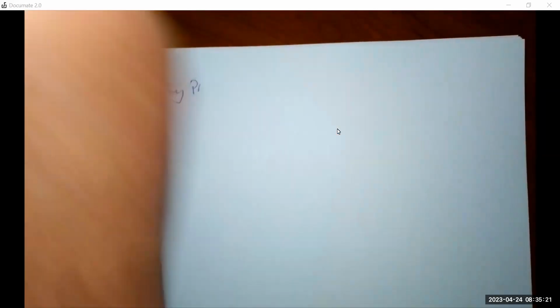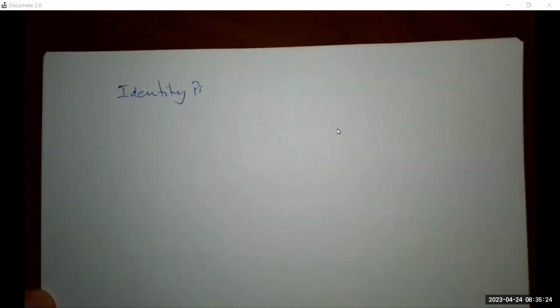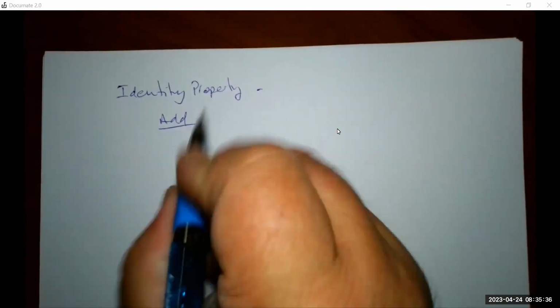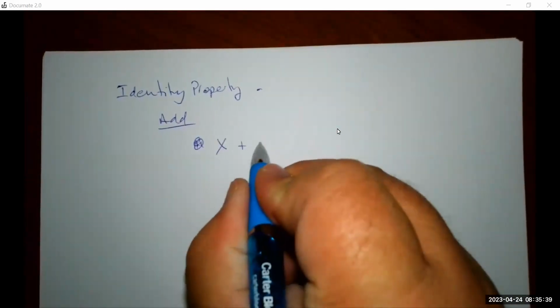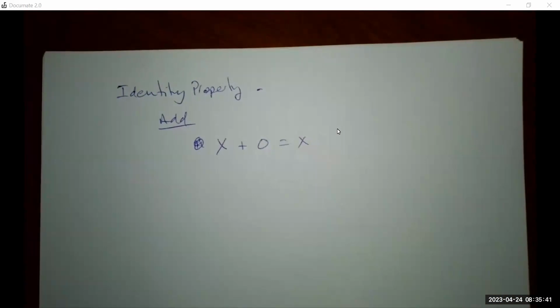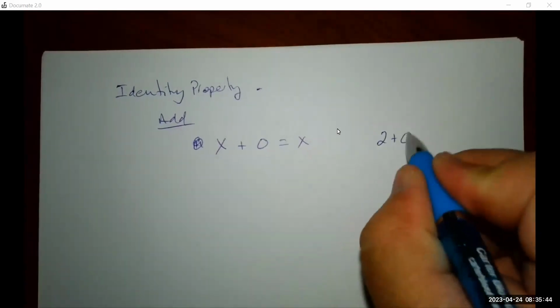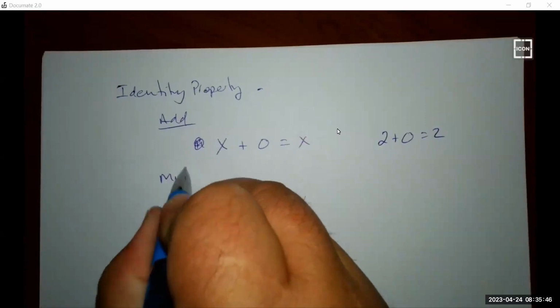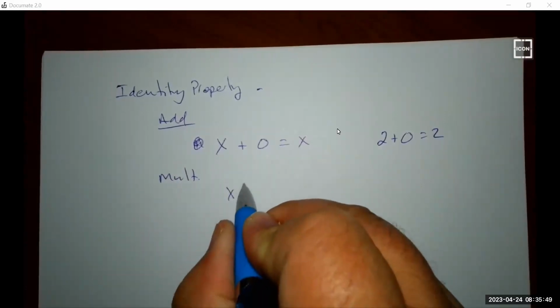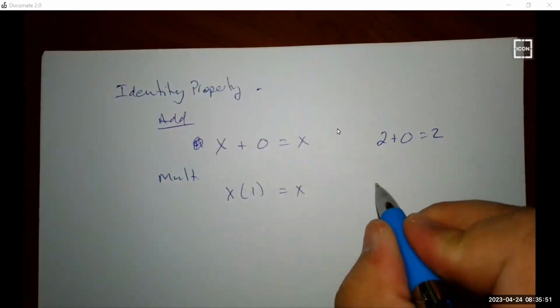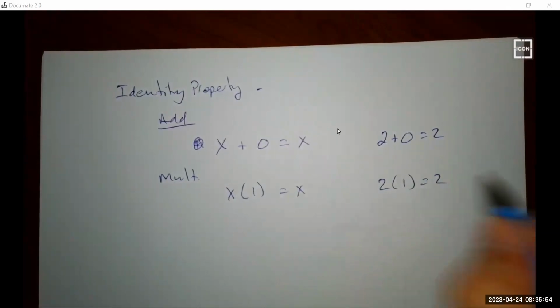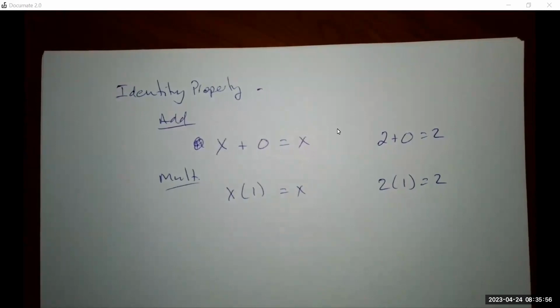The identity property of addition. A real number plus 0 is itself. 2 plus 0 is 2. Of multiplication, X times 1 is X. 2 times 1 is 2. So that works.